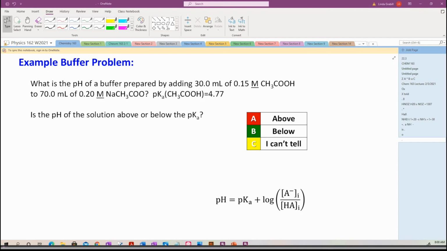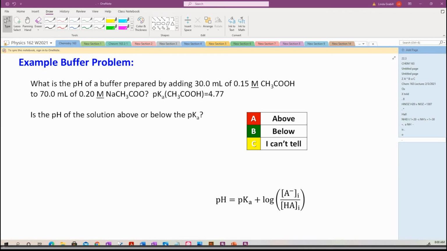We have talked about buffers and we derived the equation for Henderson-Hasselbalch. So now let's see this in motion. I'm telling you that we have a buffer and how that buffer was prepared. It was prepared with, say, 30 mLs of 0.15 molar acetic acid and 70 mLs of 0.2 molar sodium acetate. And I've given you a pKa here.